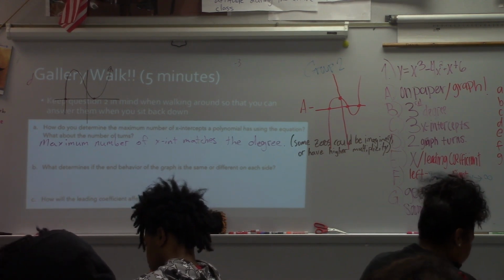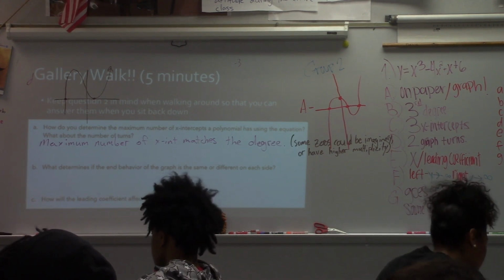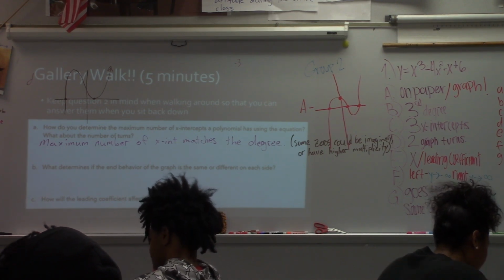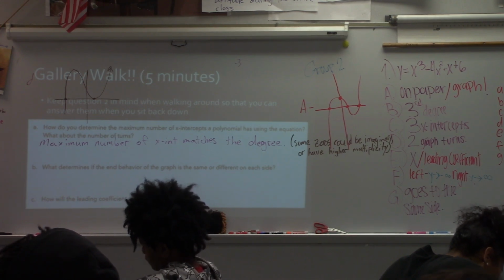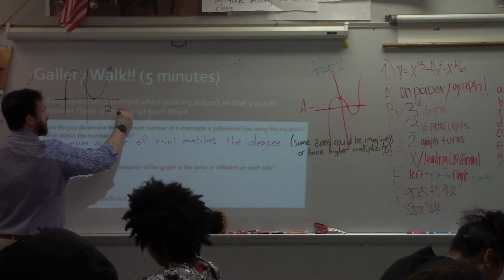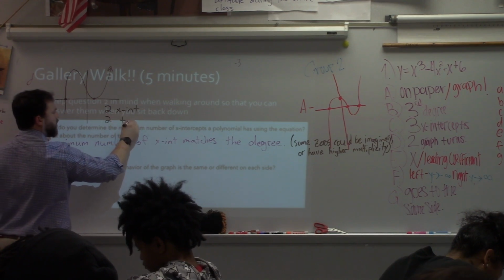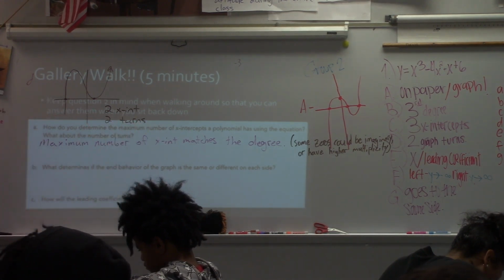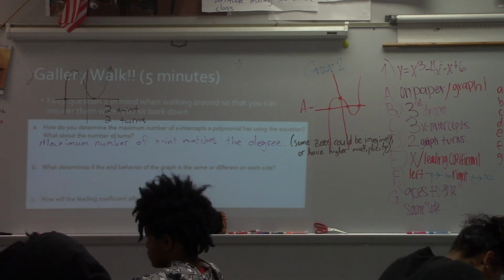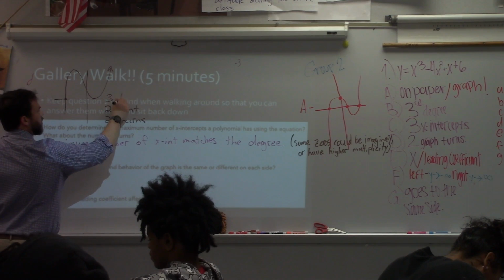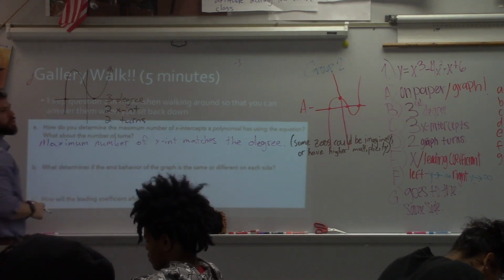How many turns does it have though? Or how many x-intercepts does it have? 2 x-intercepts, because remember, the maximum number of x-intercepts is the degree, but how many turns does this have? 2 x-intercepts and 2 turns. And so we need to settle this debate. Is the maximum number of turns one less than the number of x-intercepts? No. So how do we determine the maximum number of turns? The degree. It is always one less than the degree.